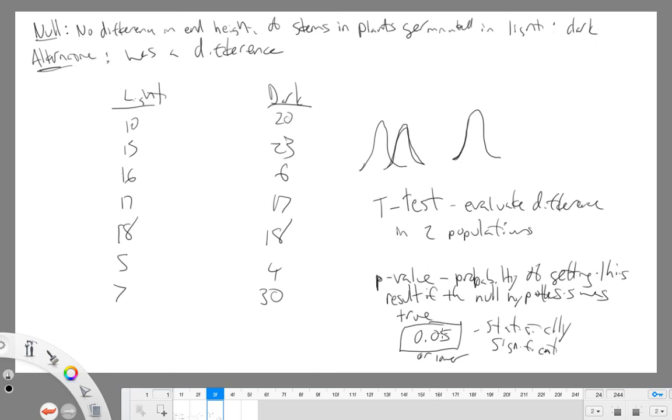All right, so hopefully that makes sense. I'm now going to switch over and pull up the data set that we collected, and I'm going to show you how to run this t-test in Excel and calculate our p-values. And then from that, we can get some insights into our data.